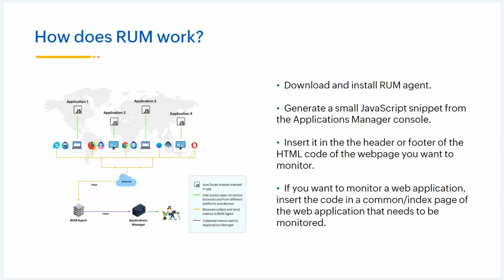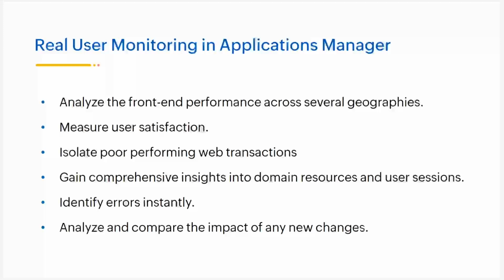So real user monitoring in Applications Manager helps you analyze the front-end performance across various geographies, internet service providers, browsers, and devices, allowing you to proactively assess how these factors impact website performance and ensure a smooth digital experience. You can measure end user satisfaction, identify poorly performing web transactions, and understand user satisfaction levels through the AppDex score. The AppDex score is nothing but a measure of the complete performance of your website.